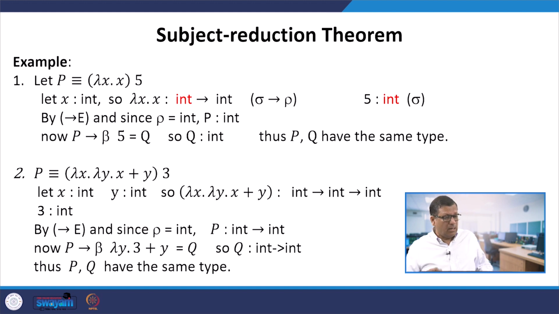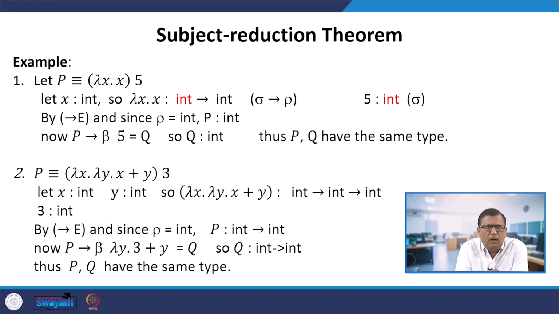So we take some examples. Let us say P is equal to lambda x dot x applied to 5. That means the identity function is applied to 5. Now say x is of type int. So lambda x dot x will have type int arrow int. So that is of the form sigma arrow tau. Because it is an application, we have to apply arrow elimination. So it is sigma arrow rho, and here sigma is int, and the argument 5 is of type int. So these two match. Hence the type of P will be int arrow int, and int is consumed, so we are going to get int.